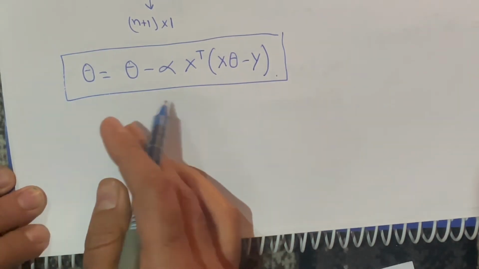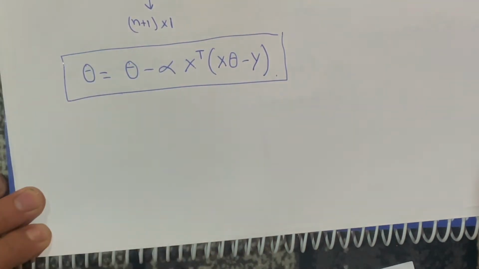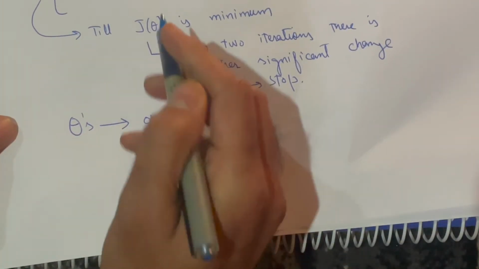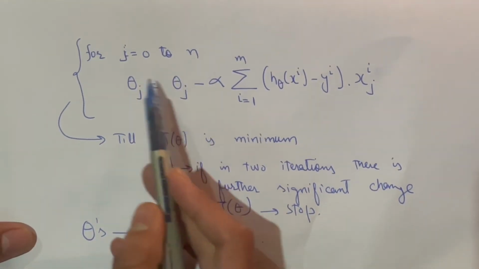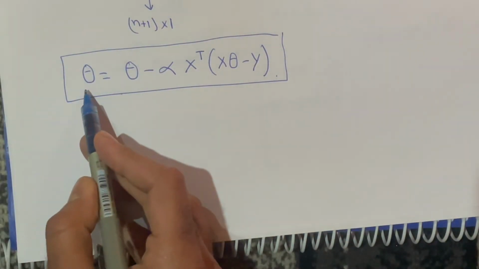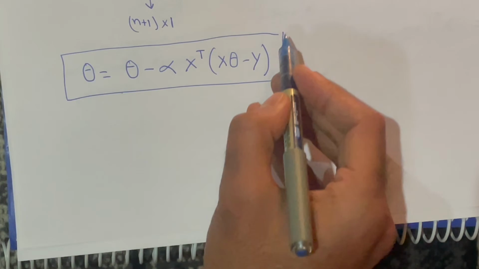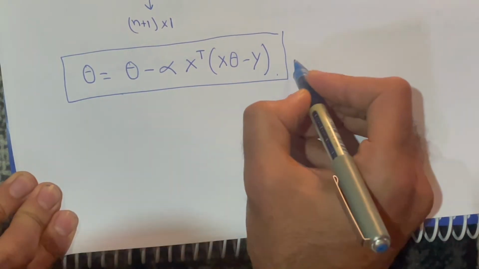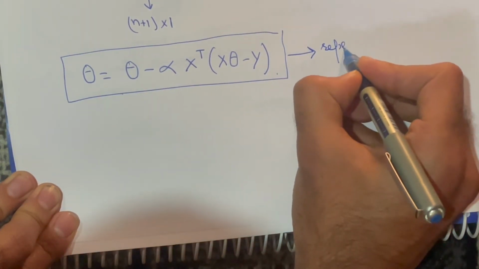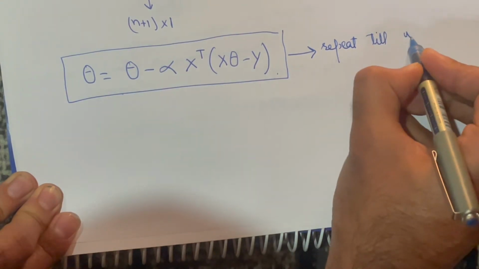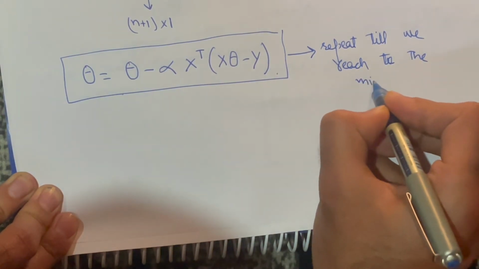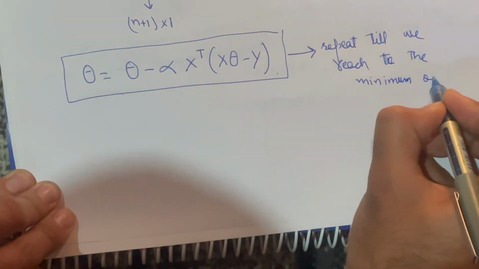We don't have to update each theta separately. So here in the iterative model, let me show you, this was our iterative model. So we were updating each theta in an iteration. But here we are using matrix format and we are doing the same using a single matrix equation. So we have to repeat this again and again till we reach the minimum of j theta.